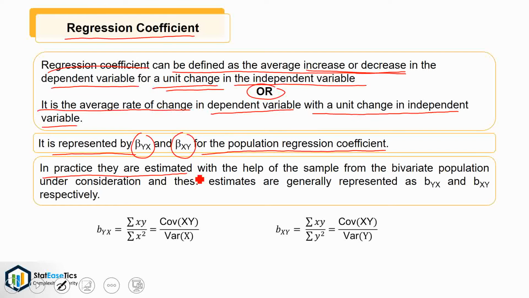In practice, they are estimated with the help of the sample from the bivariate population under consideration, and these estimates are generally represented as byx and bxy respectively, which can be notationally written as byx is equal to summation small xy upon summation small x square, which is equal to covariance xy divided by variance x. And bxy is equal to summation small xy upon summation small y square, which is equal to covariance xy upon variance y.